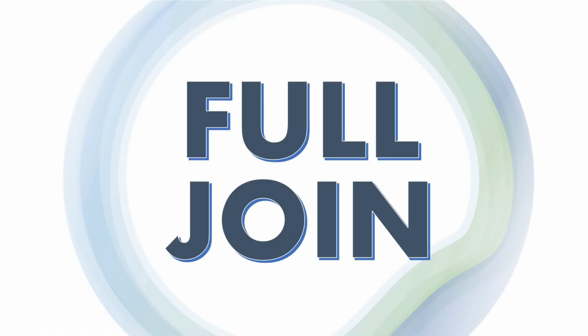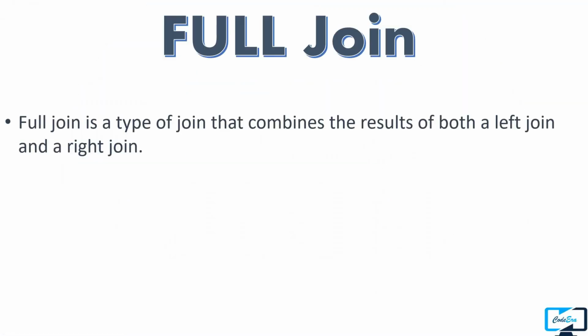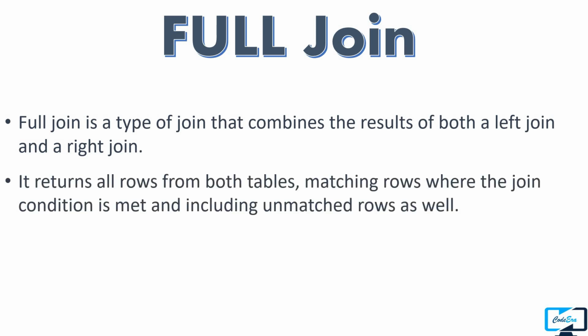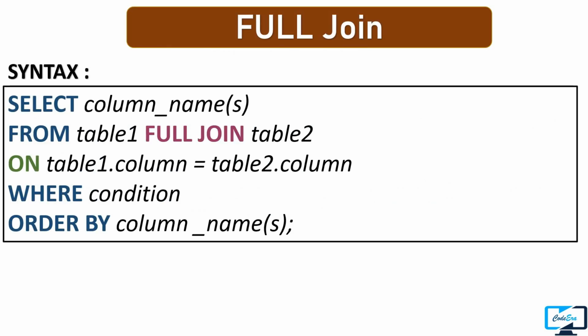After the left and right join, our next join is the full join. It is the combination of left and right join. So it returns all the rows from both the tables where the joining condition is true, including the unmatched rows as well. And the full join is not commonly used in SQL. This is the syntax to use full join. In place of the left or right keyword, we have to write the full keyword, and the rest of the query will be the same as before.